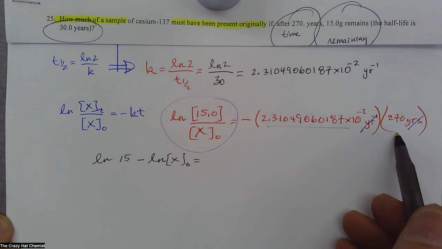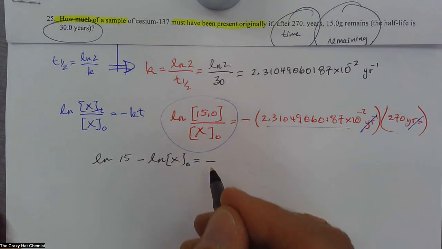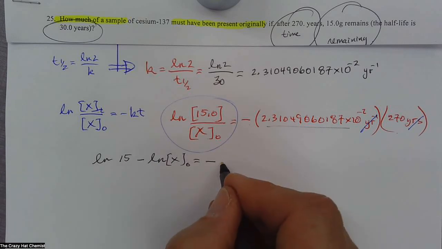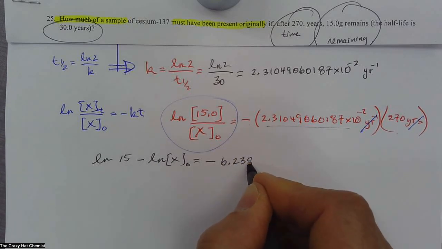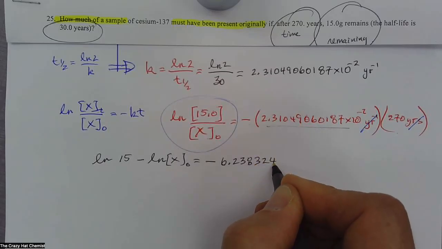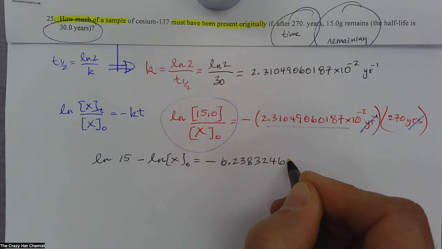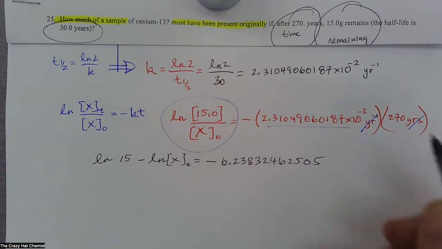So I'm going to take this number times that number. I got a negative in front. There's my negative. And this will be 6.23832462505. All right, perfect. Now what we're going to do is solve for the natural log of 15.